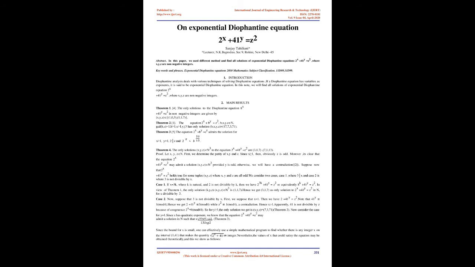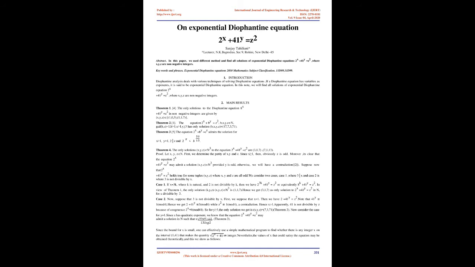11D09, 11D99. 1. Introduction. Diophantine analysis deals with various techniques of solving Diophantine equations. If a Diophantine equation has variables as exponents, it is said to be an exponential Diophantine equation. In this note, we will find all solutions of the exponential Diophantine equation 2^x + 41^y = z^2 where x, y, z are non-negative integers.